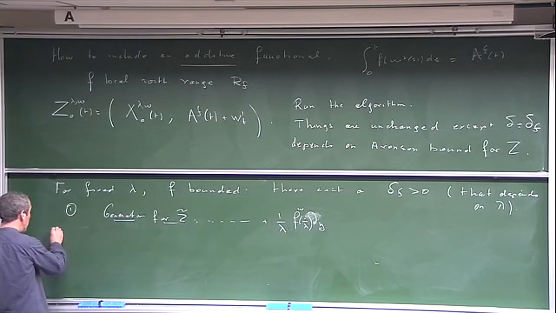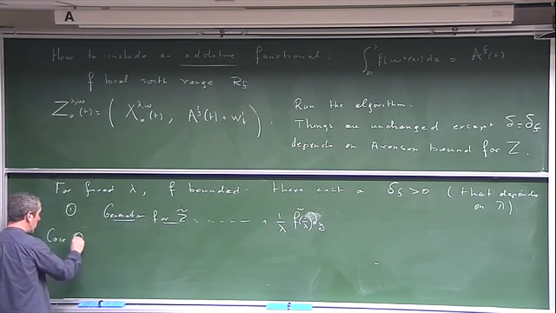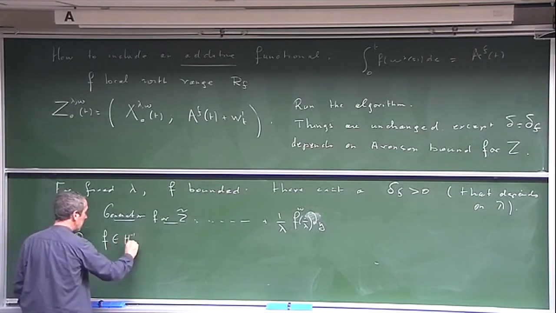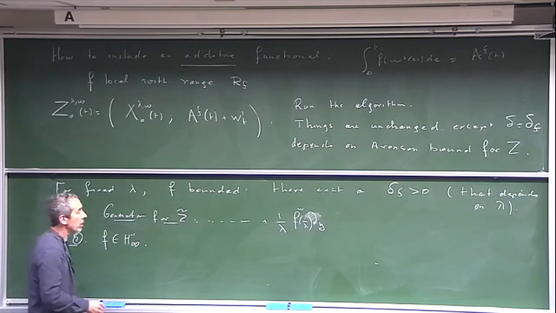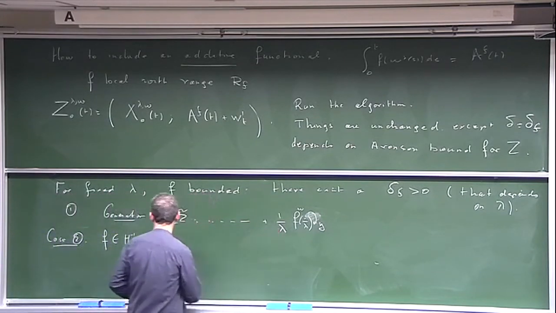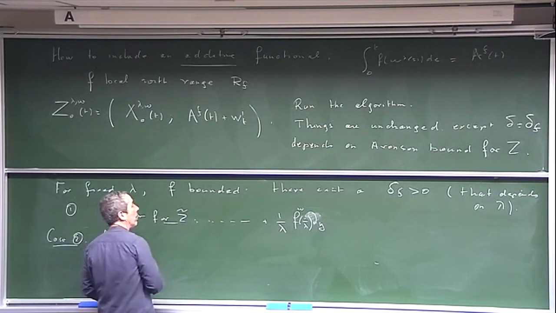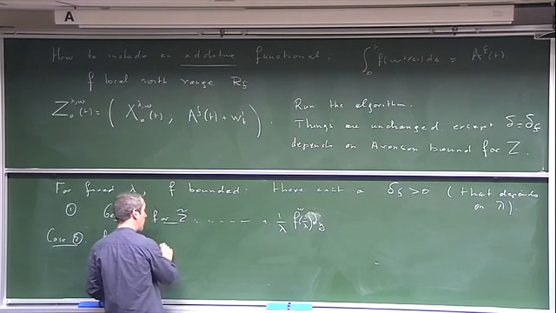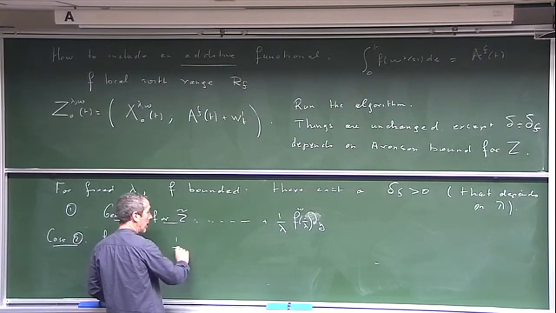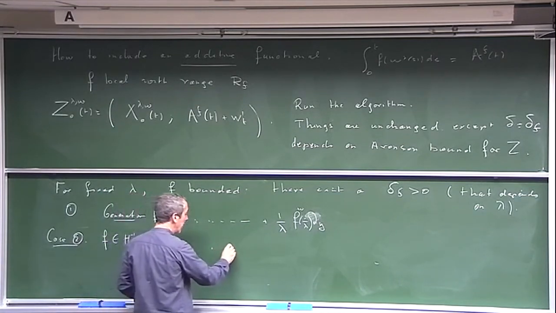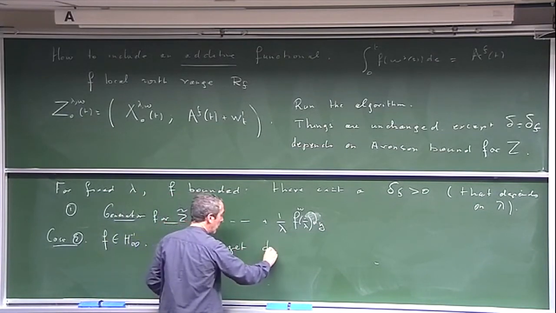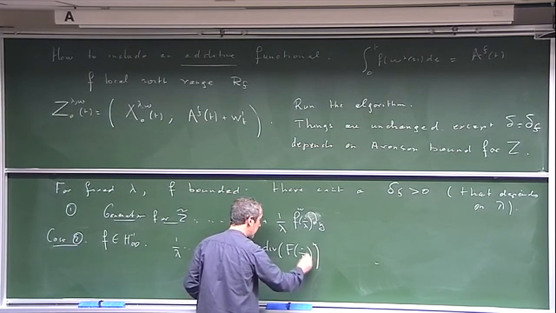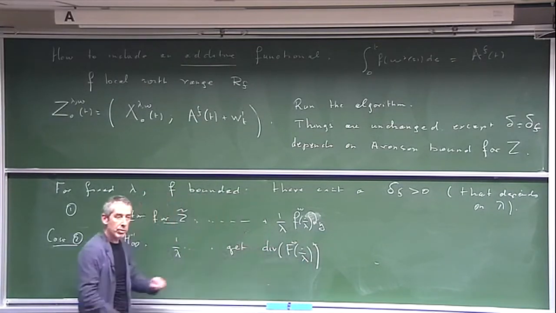And now in case 2, that means that F is in H minus 1 infinity. Then you can do better because you can write this term as a divergence. So here, when you look at the generator, instead of this 1 over lambda, etc., you will get the divergence of F rescaled, F omega. So this is a computation we already did.